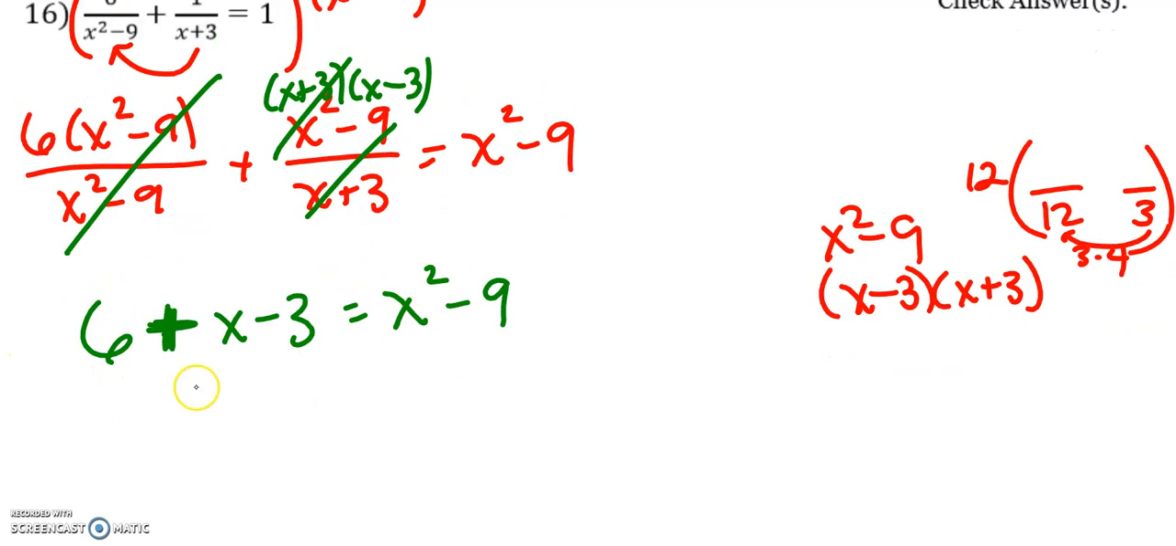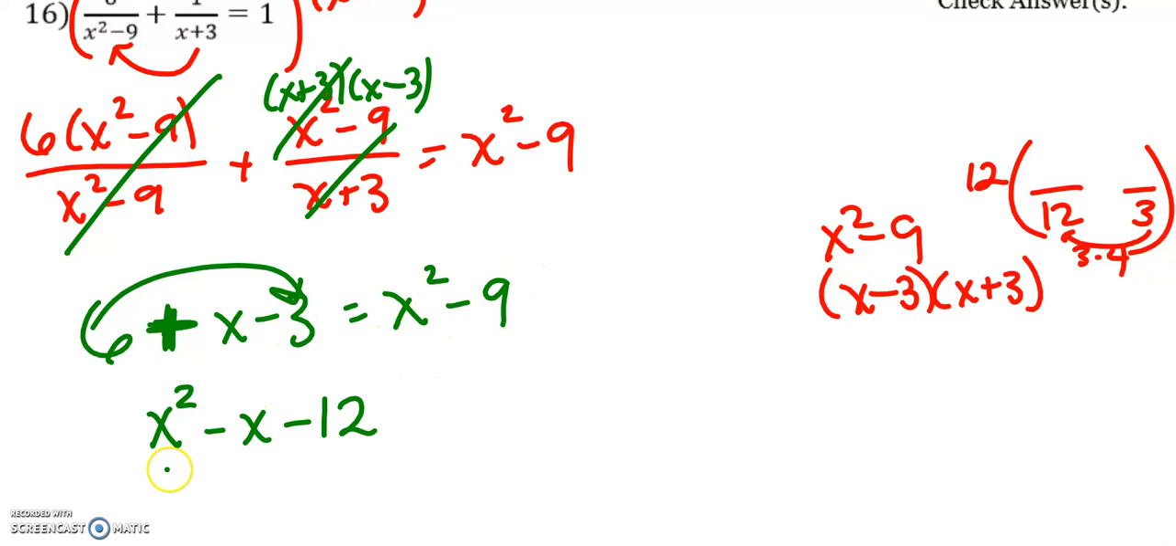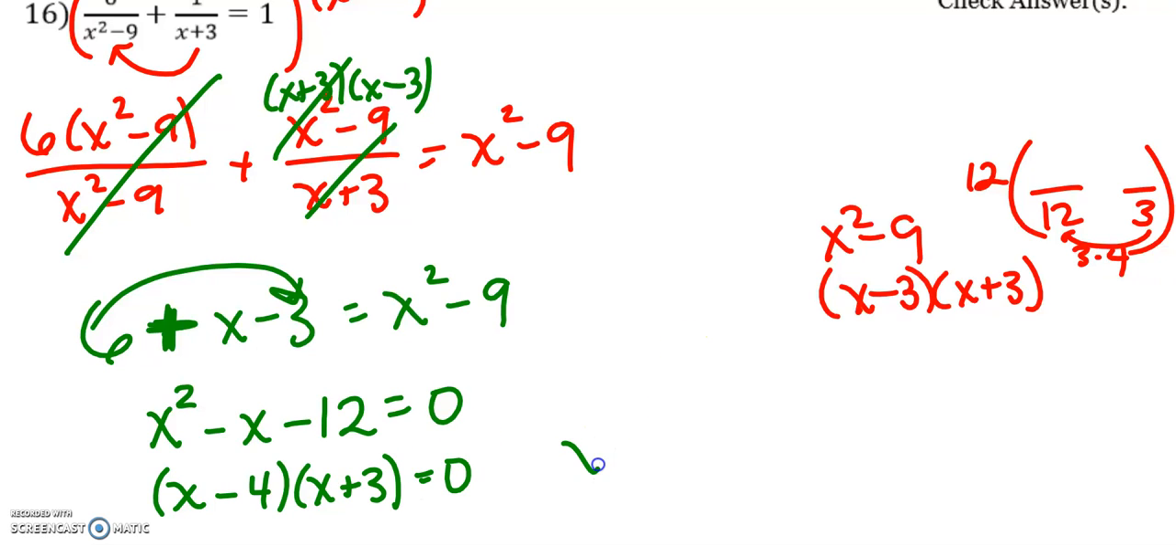So solving this quadratic, x squared minus x, 6 together, and that is 3. Move that over, minus 12. So this becomes x squared minus x minus 12 equals 0. This becomes x minus 4 and x plus 3 equals 0. And I end up with x equals 4, x equals -3.